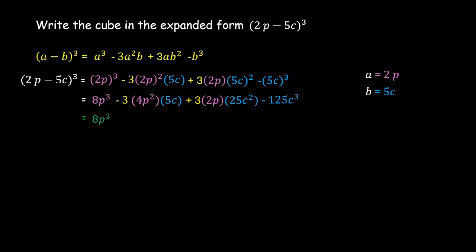So we first multiply the numerals. 3 into 4 is 12, 12 into 5 is 60. And then we have p square into c. So this is minus 60p square c, plus 3 into 2 is 6, 6 into 25 is 150, plus 150pc square, minus 125c cube. Now they are all unlike terms, so we cannot go further, and this is our final answer.